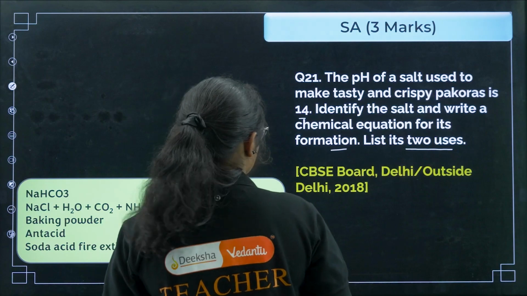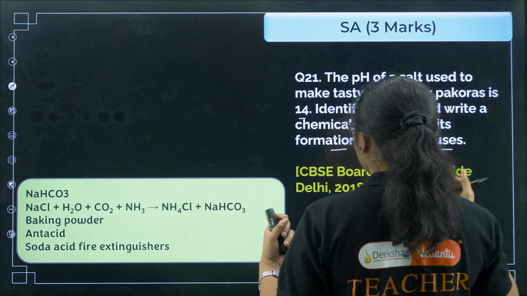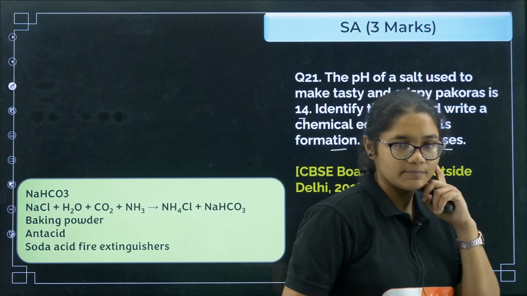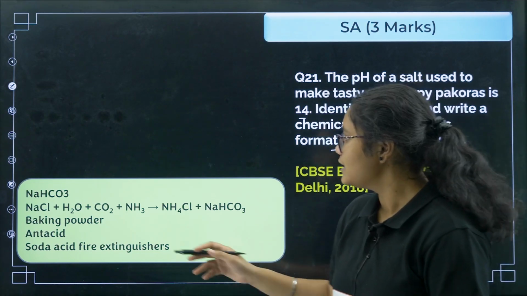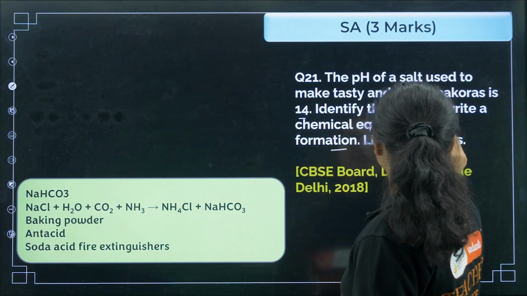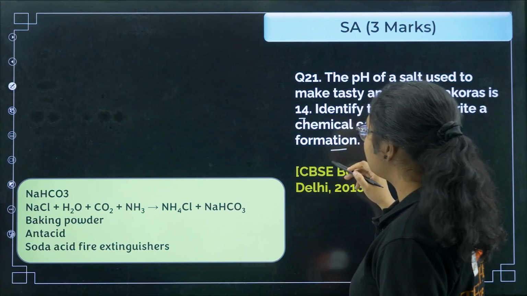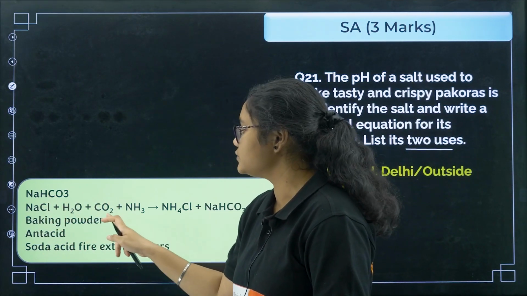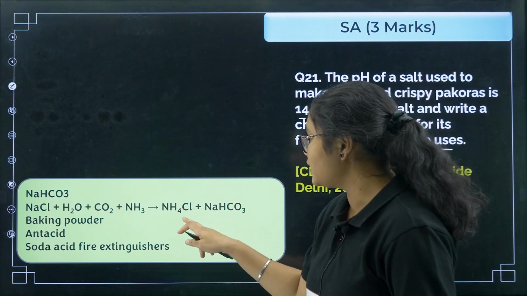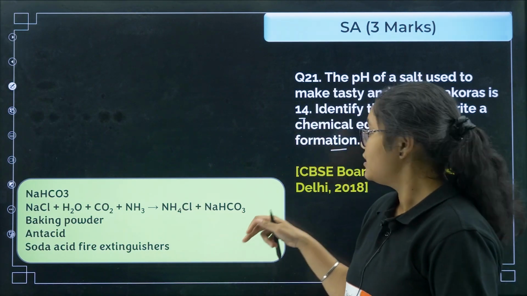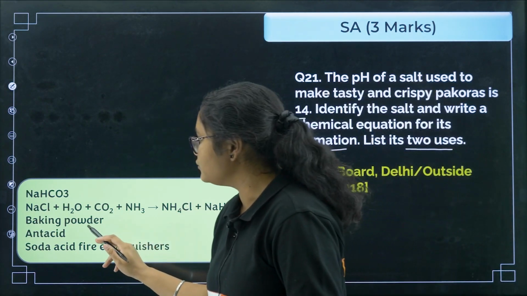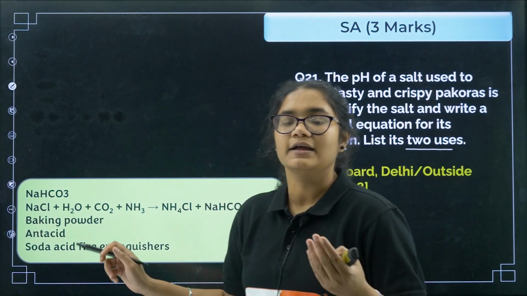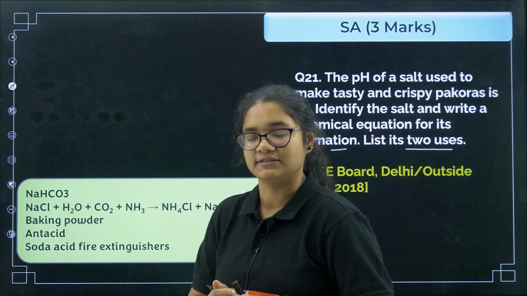So here, if you can remember, this is your baking powder. So that is NaHCO3, or you can say baking soda. Baking soda is used in pakoda and all. So NaHCO3. Next, you have to write a chemical reaction for its formation. So this one is formed from NaCl with H2O, CO2 and NH3 to give you NH4Cl and NaHCO3. What are its other uses? It is used in baking powder, it can be used as an antacid, it can even be used as a fire extinguisher.